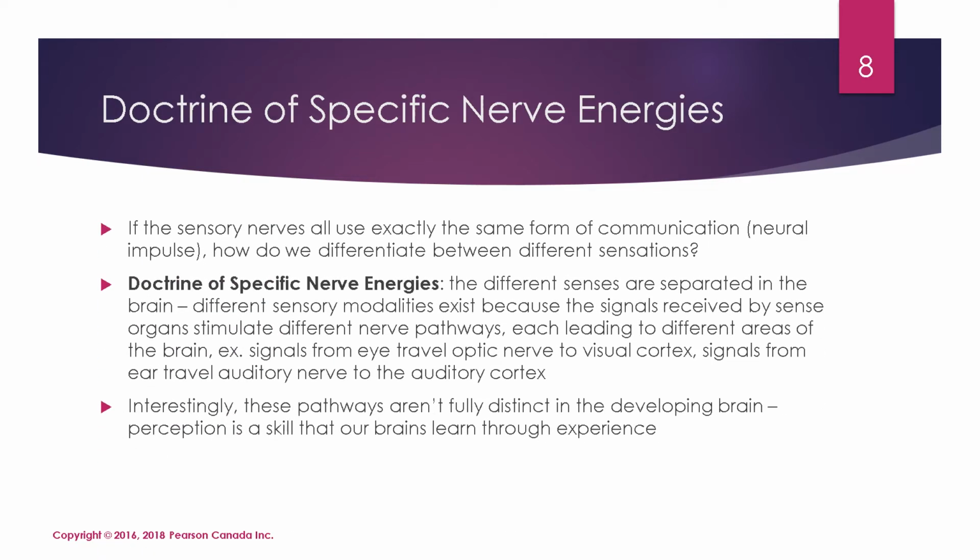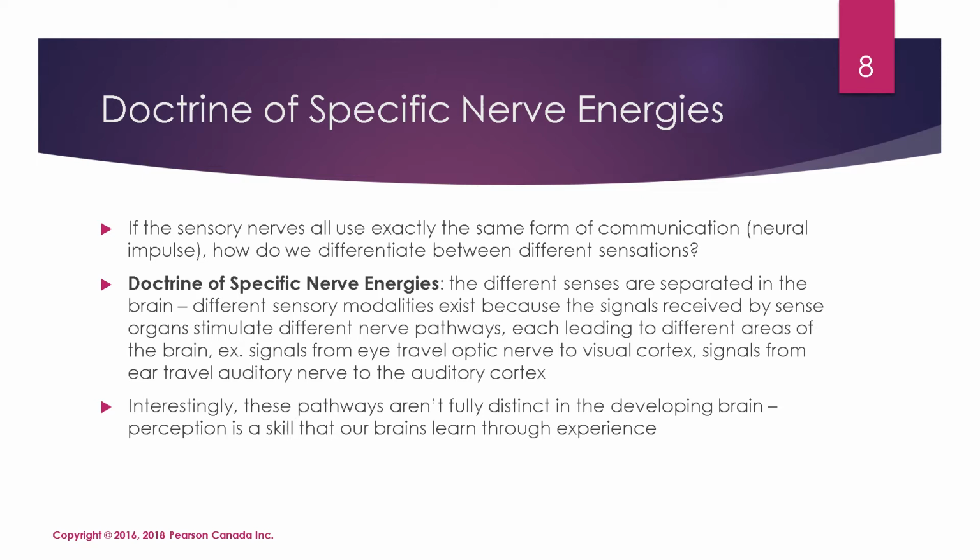So if the sensory nerves all use exactly the same form of communication, which we know they do, so they're all using neural impulses within the brain, how do we differentiate between the different sensations? That's a very good question, because obviously we take this information in through various receptors. The receptors for light waves are in your eye, the receptors for sound waves are in your ear, and so on. But once we convert all those to neural impulses through that process of transduction, you might wonder how the brain continues to tell those different types of energy apart.